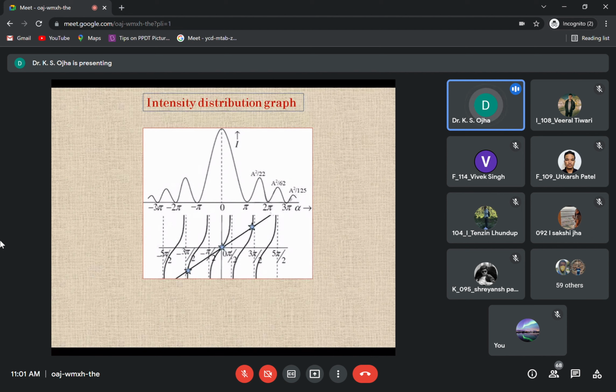And in between the minima, you will get the secondary maxima, that is plus minus 3 pi by 2, plus minus 5 pi by 2, plus minus 7 pi by 2, and so on, on both sides of the principal maxima. So whatever you are seeing, a square upon 22, a square upon and so on, these represent the secondary maxima which are observed in between two minima. So this is the diffraction pattern due to the single slit.